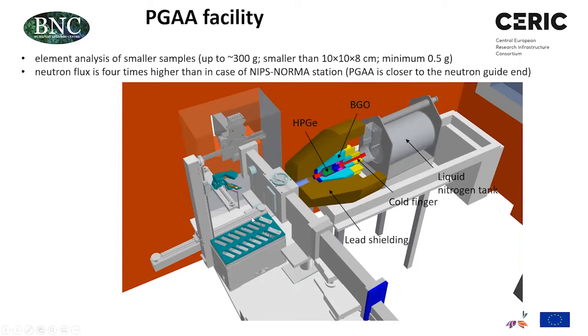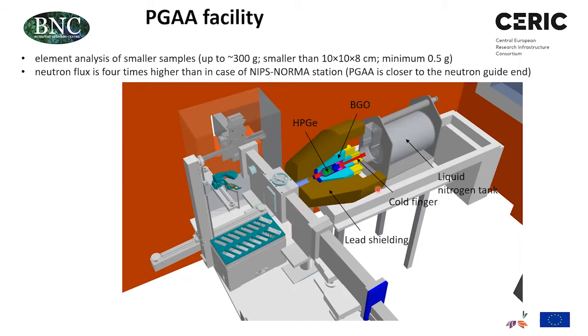For PGA, we have also a sample changer, which is here for 16 samples. So the samples for measurement are loaded here, and this arm is picking up one by one, loading it into the sample chamber, opening the beam, measuring the spectrum, and then returning it to the storage position. And this goes on until all samples are measured.